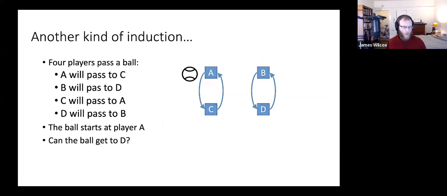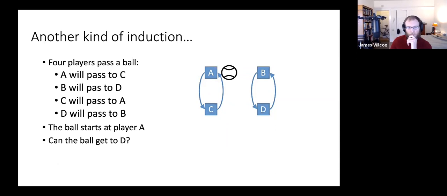So while you're thinking about whether the ball can ever get to player D, I'll play you these fancy PowerPoint animations that I made. Oh, we got one more. Okay, so anyone have any ideas?